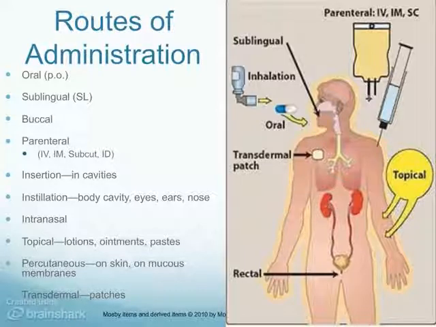Topical, like lotions, ointments, and pastes, nitro paste is one that comes to mind immediately, that we put on the outside of the skin. Transdermal is very similar because it's a patch that has medication that we stick on the patient's skin, or we advise them to, we teach them how to do it. And percutaneously, which is again on the skin or on mucous membranes, and one that's not on the list.